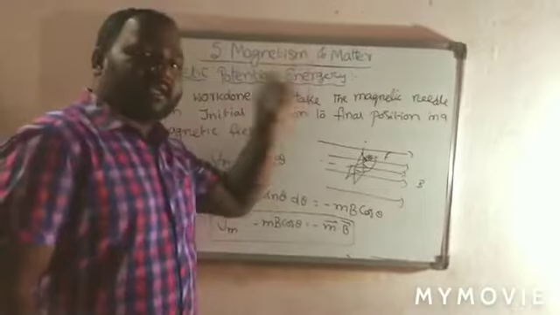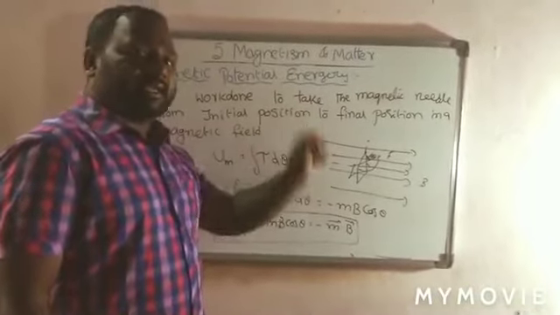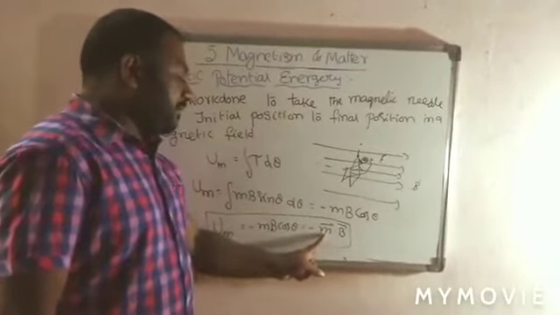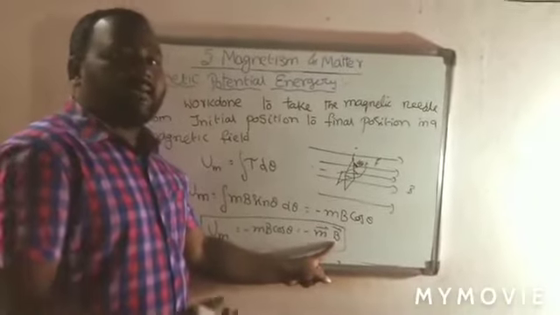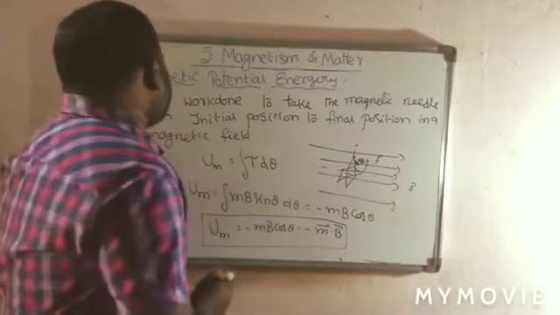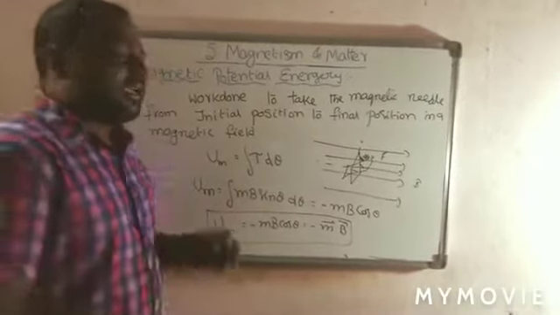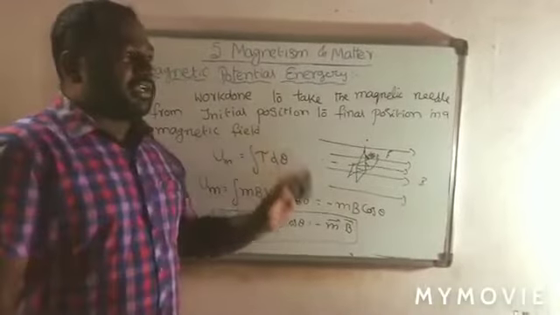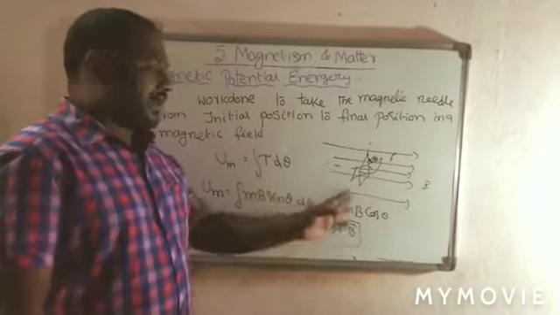Here P is the electric dipole moment, E is the electric field. Here M is the magnetic dipole moment and B is the magnetic field. So this is the magnetic potential energy whenever a dipole is placed in a uniform magnetic field.